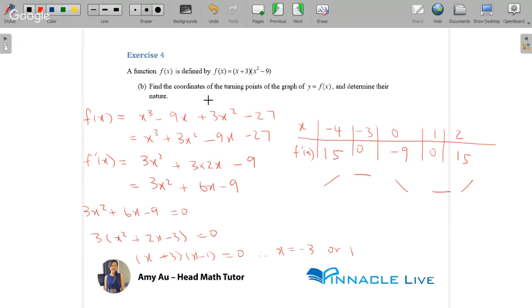It's very typical of an exam question wording. It says find the coordinates. So don't just answer with the x coordinate. It means both x and y coordinates, okay?